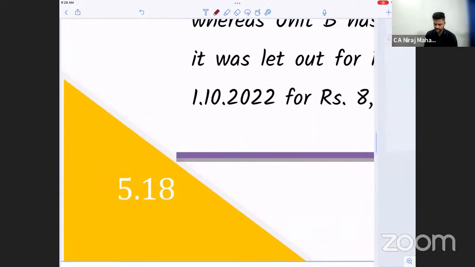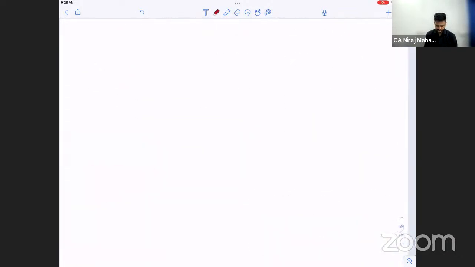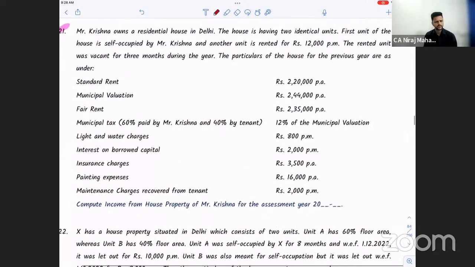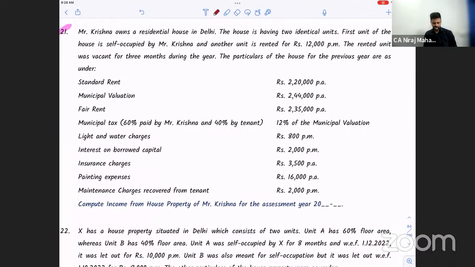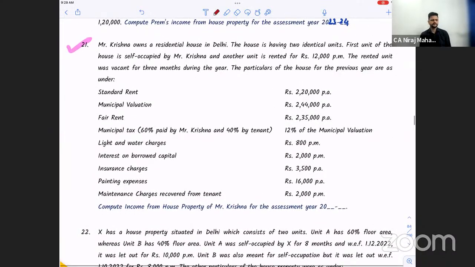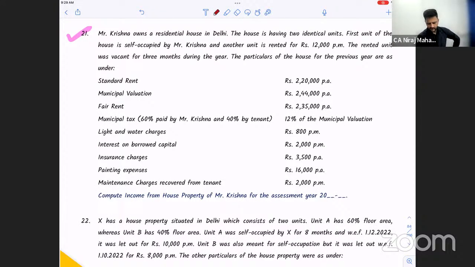Question number 21. Yes, most likely same case. Ready? Okay. Mr. Krishna owns a residential house in Delhi. The house is having two identical units. How many houses are there? How many houses are there? There is only one house.